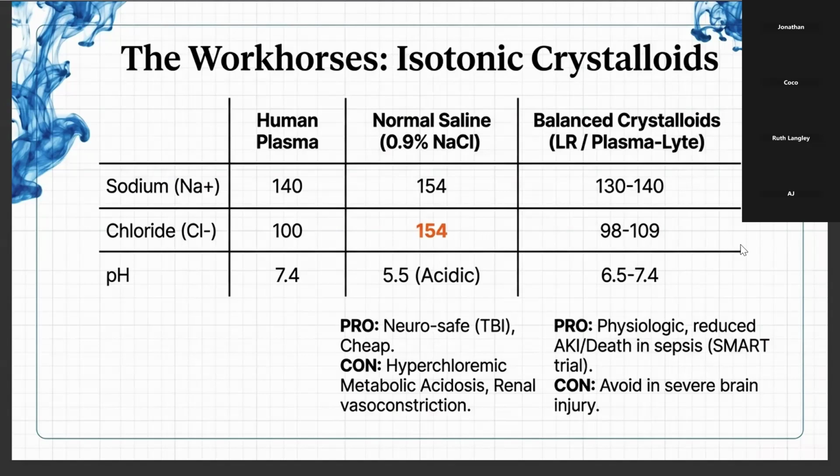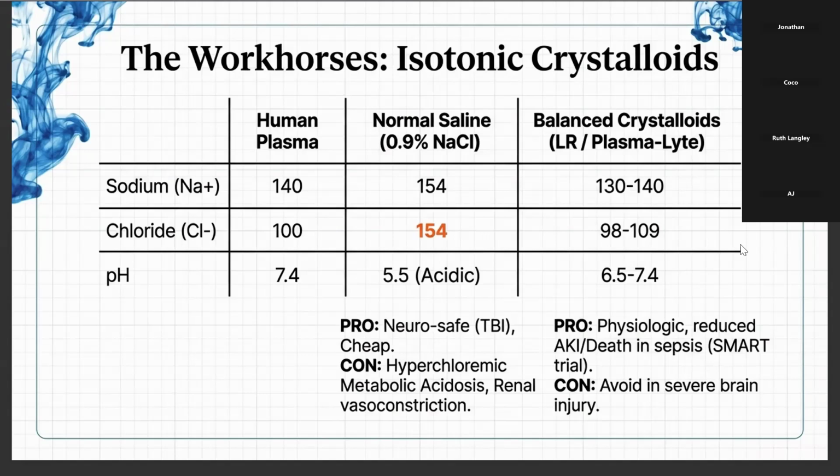Our patients are struggling with acidosis anyway, and there are good reasons for giving normal saline, which we'll cover later, but they're acidic anyway. You don't want to be pouring more and more acidic solution into the patient. And compare those with the balanced crystalloids, the Hartmann's. So the sodium in that is 130 to 140, more like plasma. The chloride, 98 to 109, more like plasma. And the pH, 6.5 to 7.4.